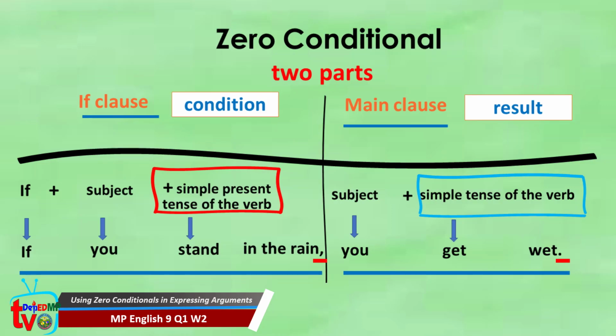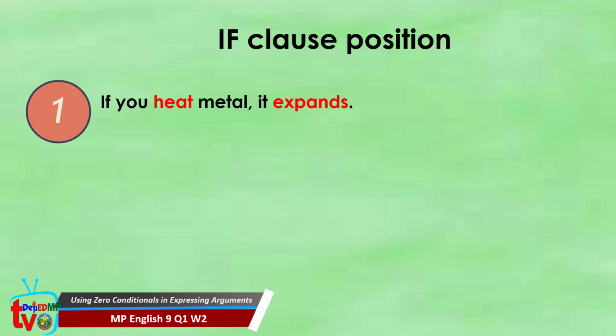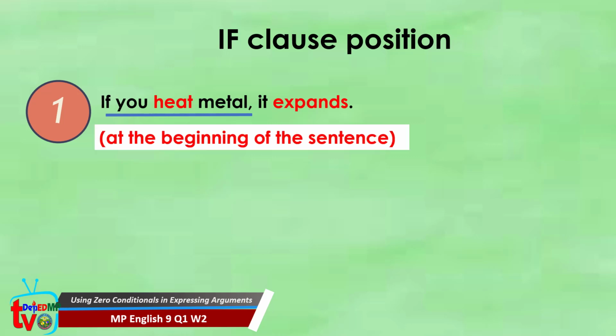You might be asking, is it always the case that we start the zero conditional with the if clause? The answer is no. To better understand, let's discuss the if clause position. Altogether, let's read first the second example. If you hit metal, it expands. Let's identify the if clause. Yes, it is if you hit metal. Where is it placed? Or where is it positioned? At the beginning of the sentence.